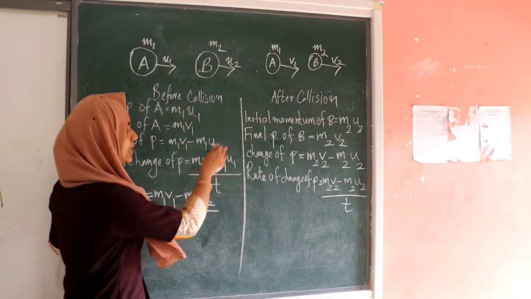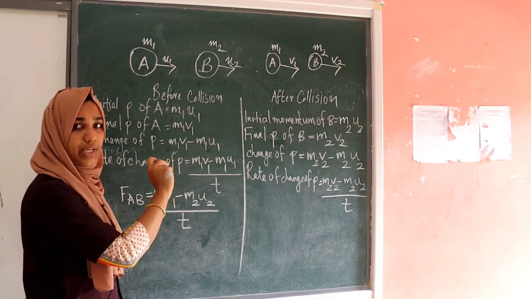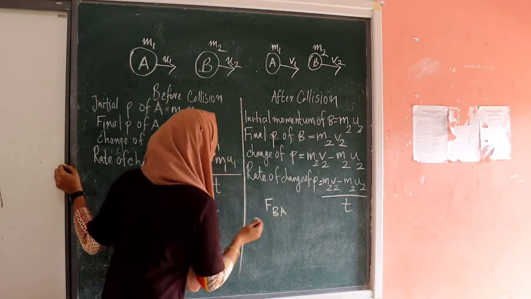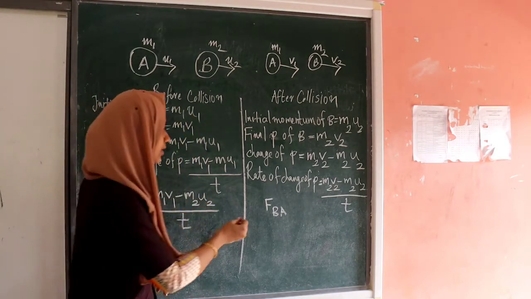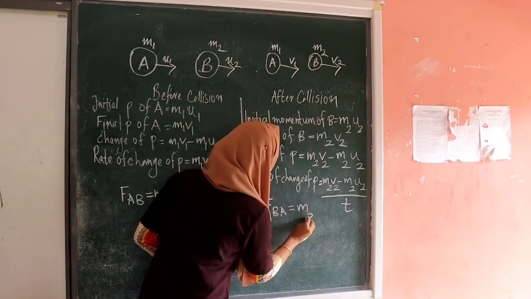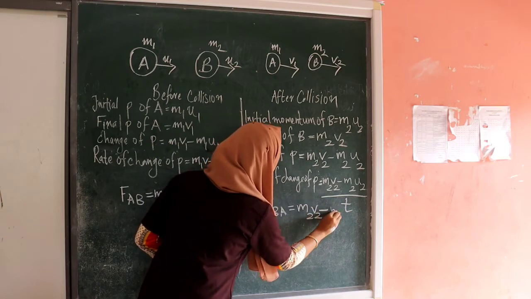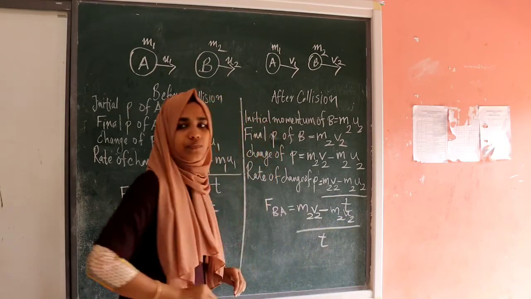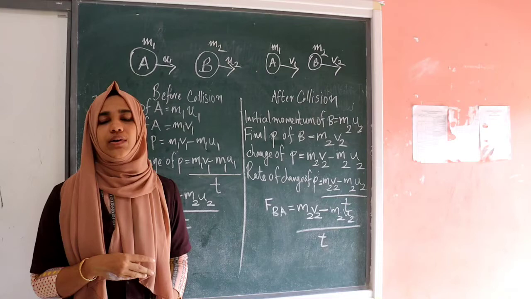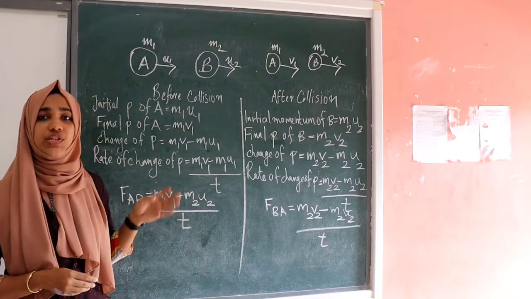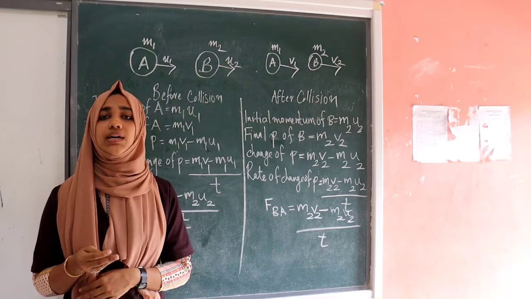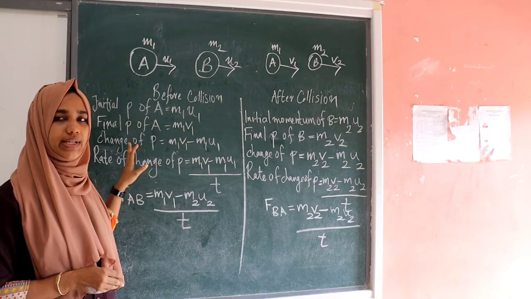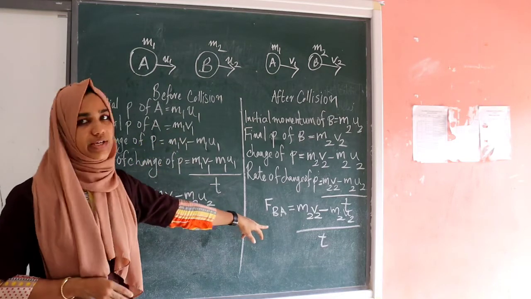Then as in the case of B, the momentum of B, we can write FBA, that is the force applied by A on B, equal to m2 v2 minus m2 u2 by t. Is it clear? Why we have written like this? Because the rate of change of momentum is directly proportional to the unbalanced external force. That's why we have written in terms of FAB and FBA.